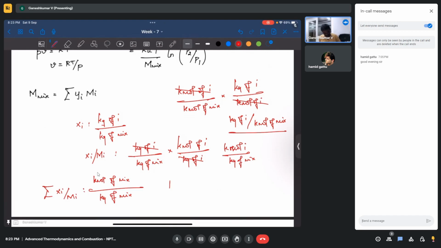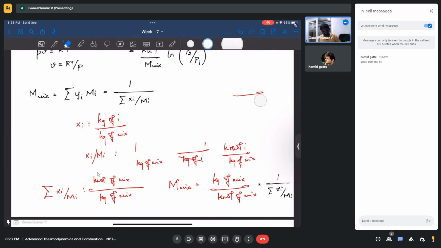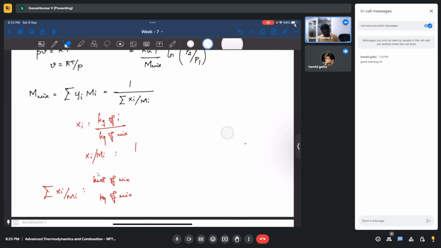And we know molecular weight of mixture is nothing but kg of mixture by kilomole of mixture. Basically, what I'm trying to say is that the molecular weight of the mixture is 1 divided by summation of xi by molecular weight of i. You can also write it the other way; both are interchangeable. Is that clear? It's just simple algebra.